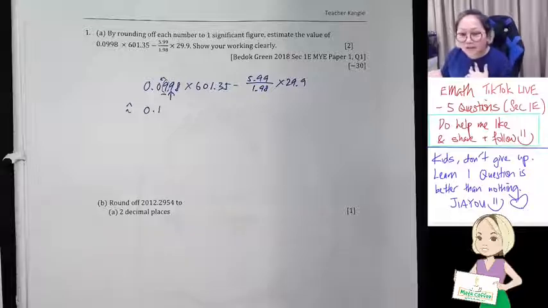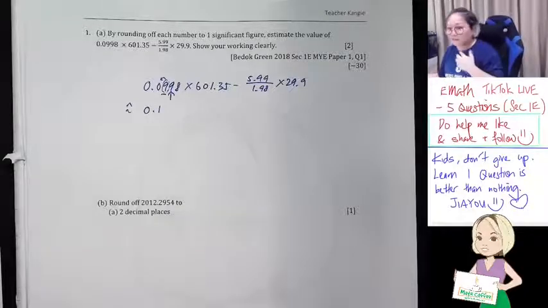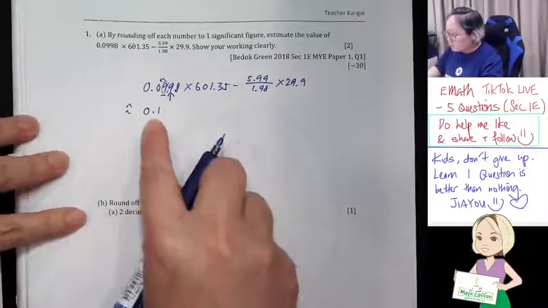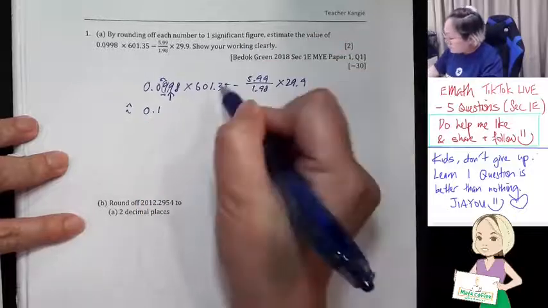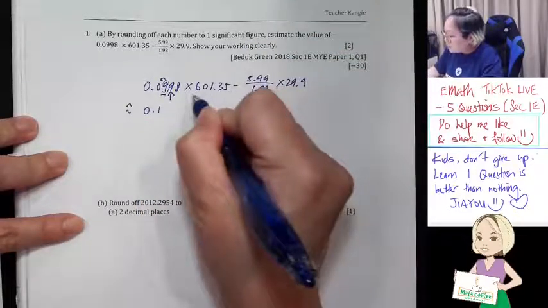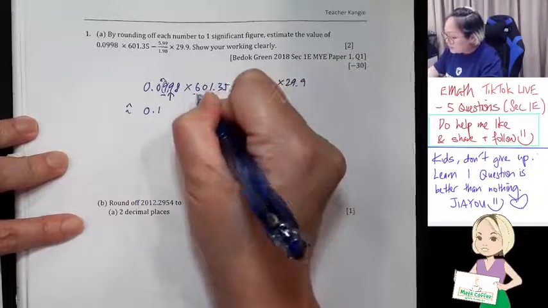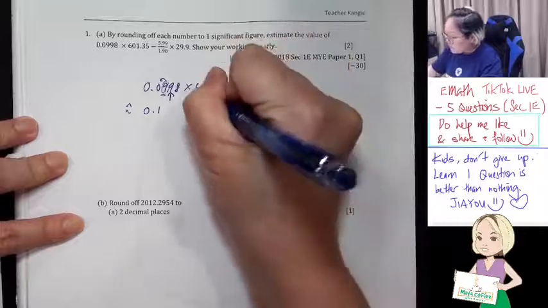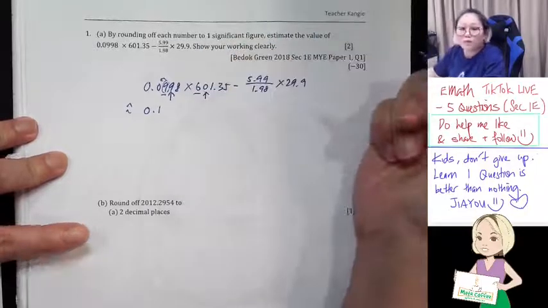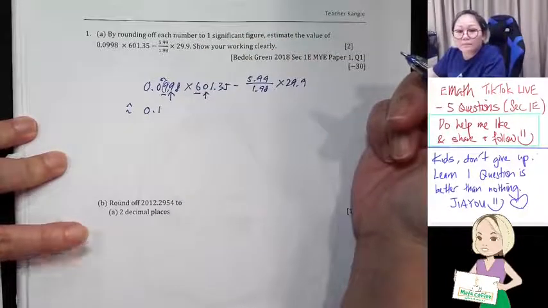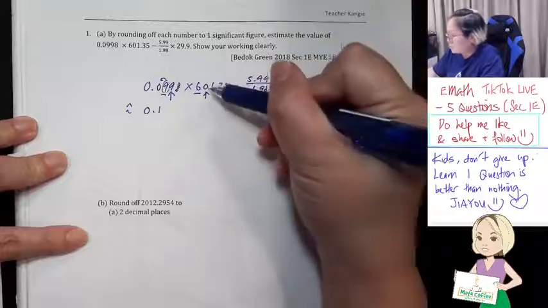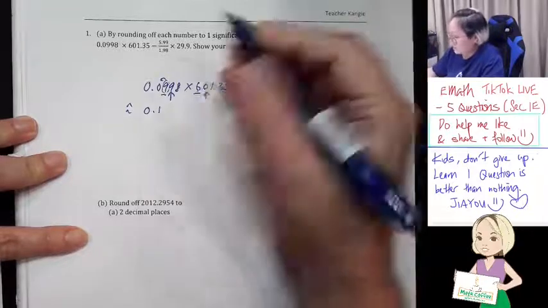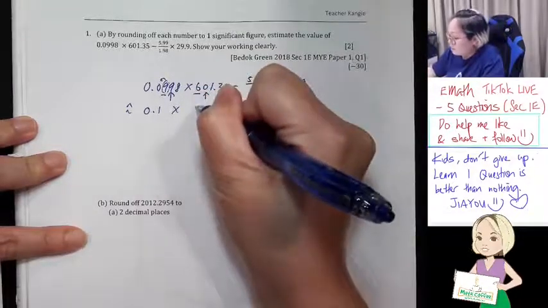Giselle, why? I started already. So this one rounded to 1SF is 0.1. So now let's take a look at this number over here. Where is the first SF? The first SF is 6. So look at the number behind, it is 0. 0 means that I need to keep 6, correct? 0 means I need to keep 6. So when I round off, I put 6.